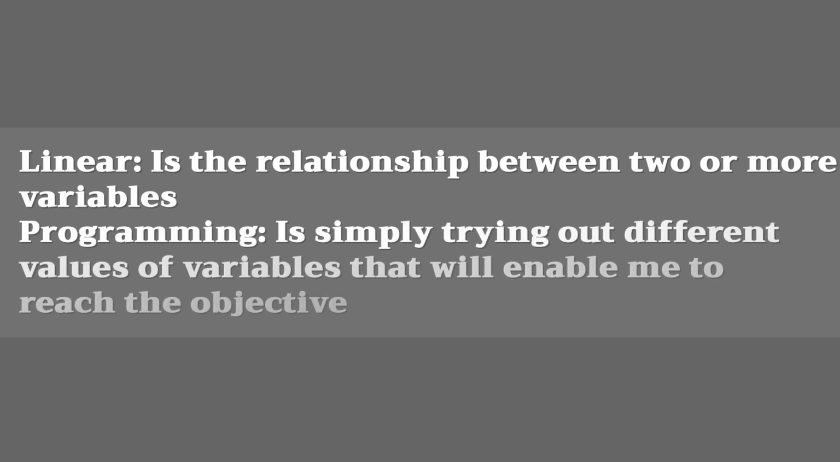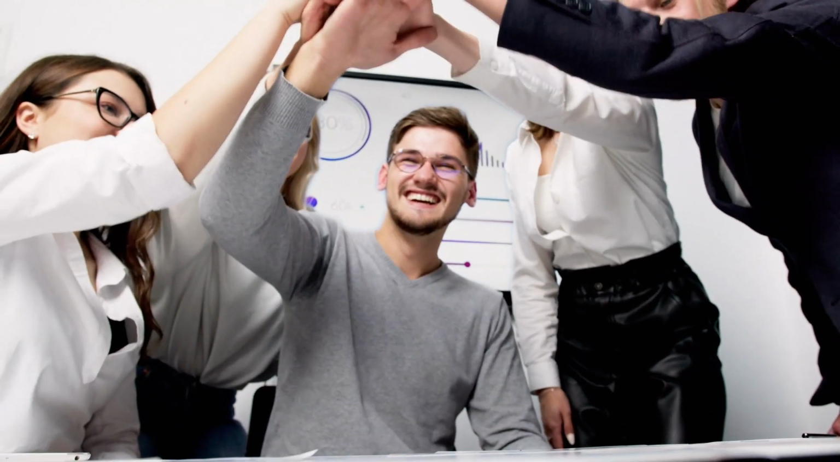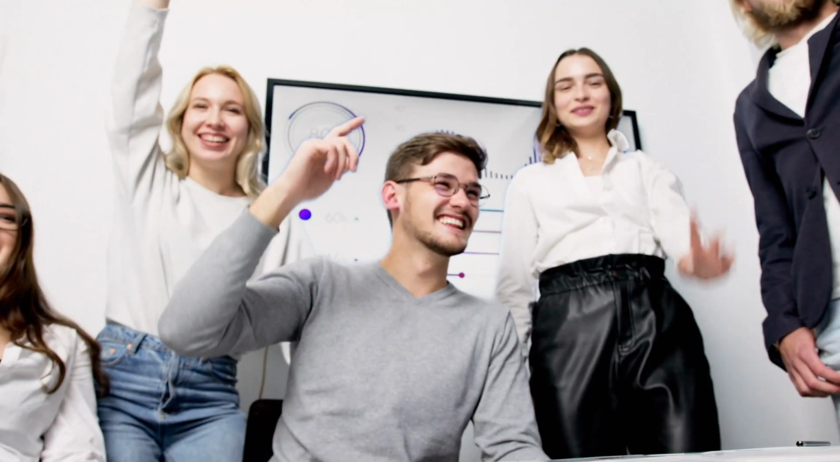And programming is simply trying to put different values of variables that will enable me to reach the objective, which, for example, could be how many units of each product should I make to maximize the profit, or how many units of each input I should use in order to minimize the cost. In other words, for a business to be successful, there can be broadly any one of the two objectives: either maximize the value of something or minimize the value of something.